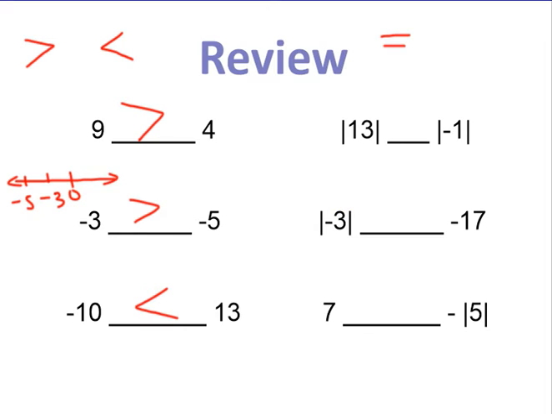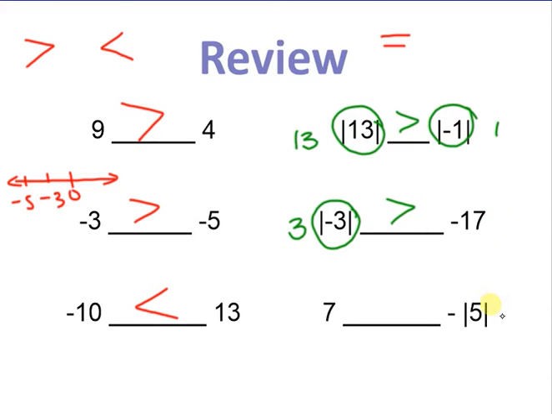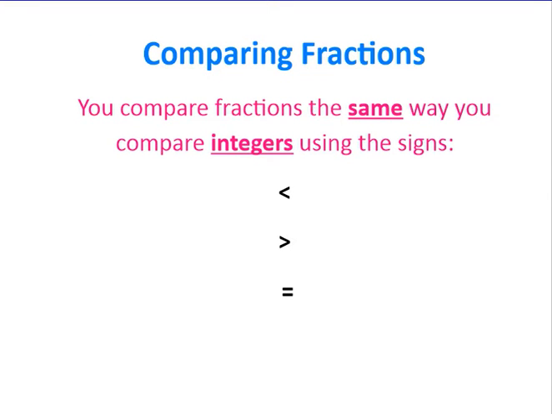Here we have some absolute value symbols, so we're going to circle our absolute value and solve it. 1 is smaller than 13. Here we have another absolute value. We're going to circle it and solve it. 3 is bigger than negative 17. Now here we have an absolute value. We solve it, but we also have a negative outside of it. So this is negative 5, but 7 is still bigger. So our sign is greater than. So that was just a quick review.